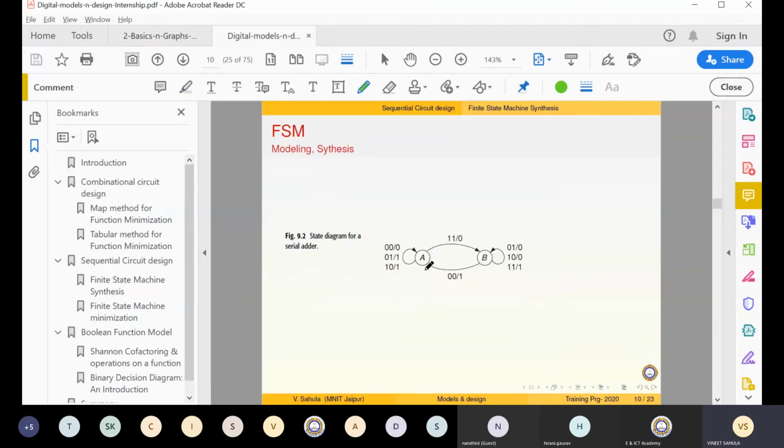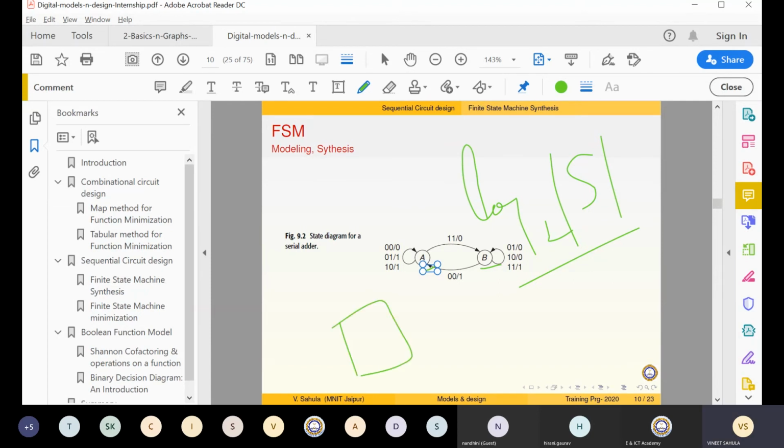So I will identify how many states there are. Number of states, I will take log of states to the base 2 so that I can code them. How many bits are required to code? Log 2. So for 2 states, I require only 1 bit, so only 1 flip-flop. By doing this operation, I find out how many flip-flops I require.